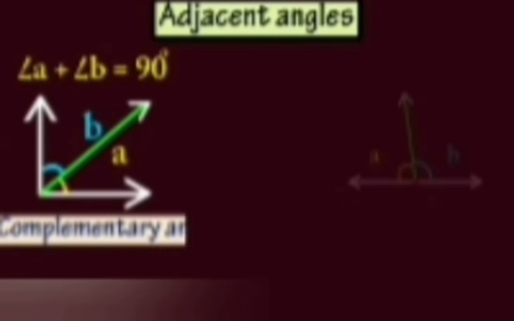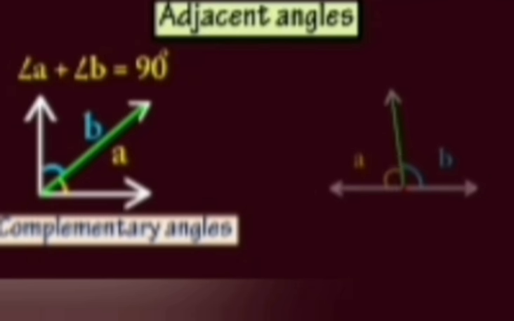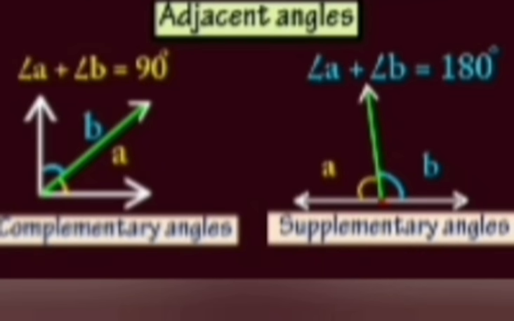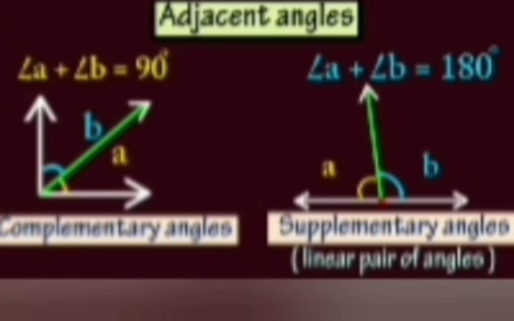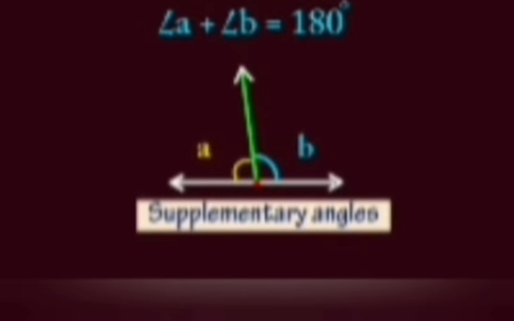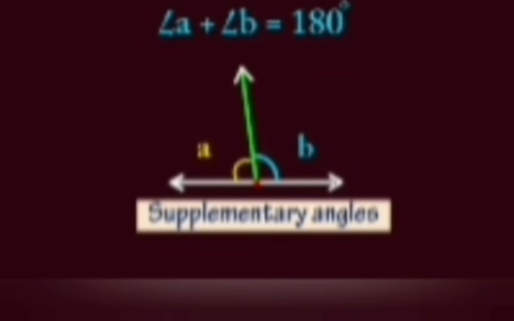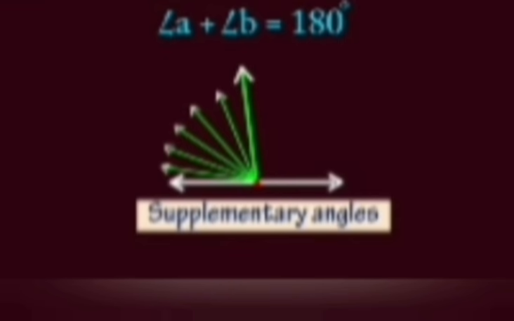Whenever we have two angles having a common arm and a common vertex, they are called adjacent angles. Now if the sum of two angles is 90 degree, then they are called complementary angles. And if the sum of two angles is 180 degree, they are called supplementary angles. And if the two angles are supplementary as well as adjacent, then the sum is 180 as well as they are adjacent, so they will be called a linear pair. So supplementary angles can be any two angles whose sum is 180, but a linear pair are those which are on a straight line and the sum is 180.